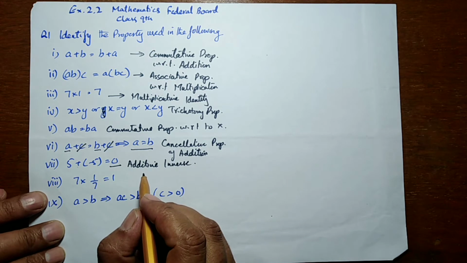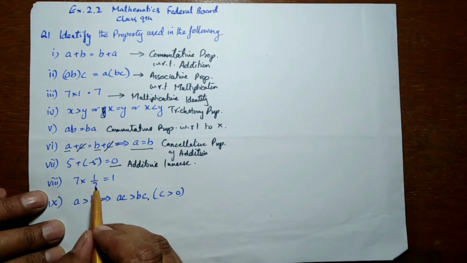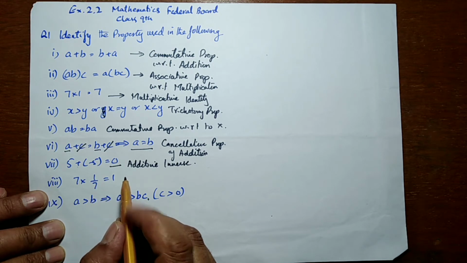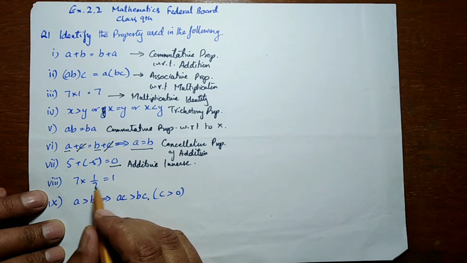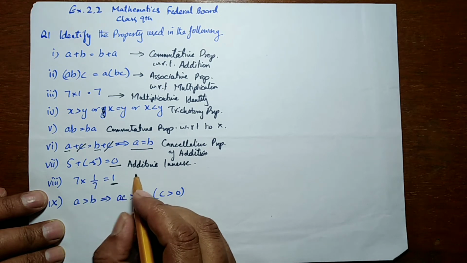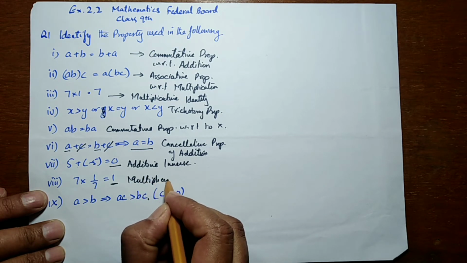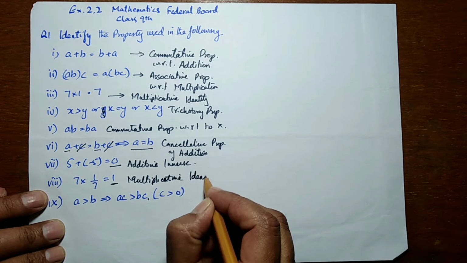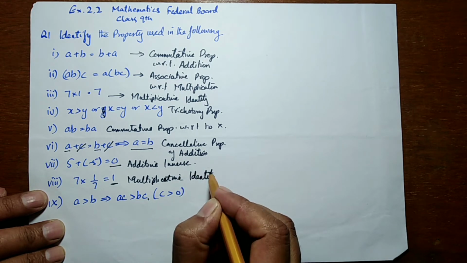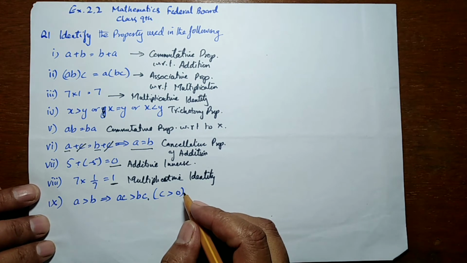Okay, now the 7 when multiplied with 1 upon 7, you will get 1. So when a number is multiplied with its multiplicative inverse, the answer is always equal to 1. So this property is called multiplicative inverse. We have discussed the theory, the properties in detail in a previous video. You can search in the videos.